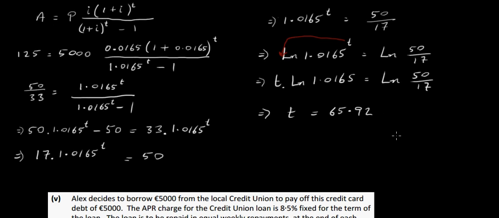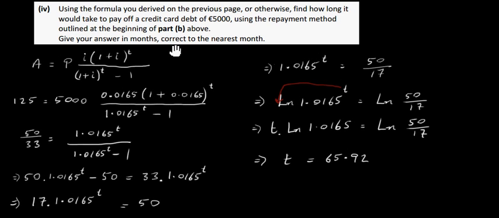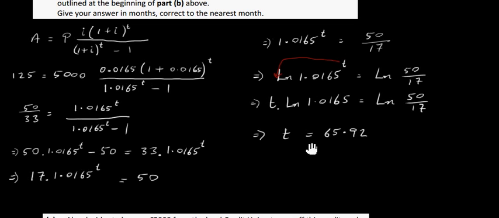65.92. So the question again was, find out how long it would take to pay off the credit card debt of €5,000 using the repayment method outlined at the beginning of part B above. So it will take 65.92 months, or 66 months to round, if I were to round it up here. So 66 months.